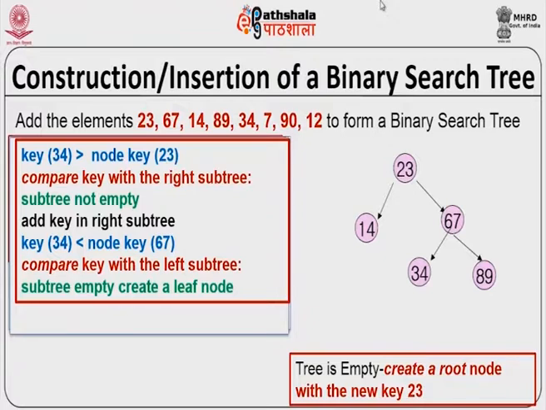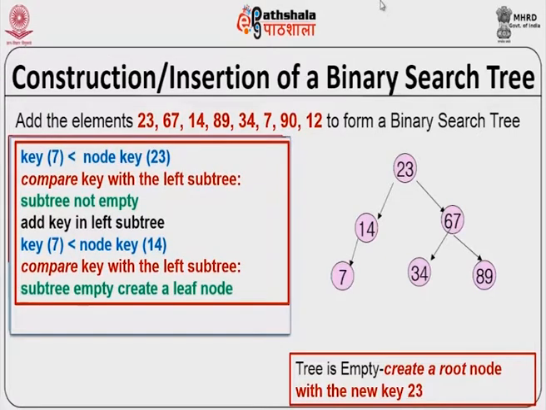Now, next you have 7. You start with the root node again. So, you compare 7 with 23, you find that 7 is less than 23. So, you come to the left subtree, it is not empty. So, you compare it with the root of the left subtree. So, you compare 7 with 14 and you find that 7 is less. So, you go to the left subtree. Now, the left subtree is empty, so now you have located the parent as 14. So, you add 7 as the left child of 14, the parent. So, that is up to 7.